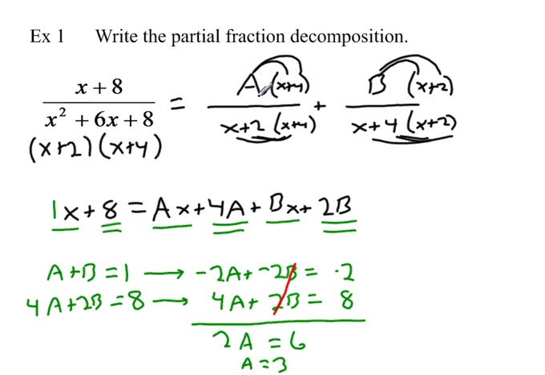Okay, that's going to give me the first answer I need. The second is B. Well, if I plug that 3 back into, I'm going to plug it into this first equation. 3 plus B equals 1. Therefore, B must be equal to negative 2.